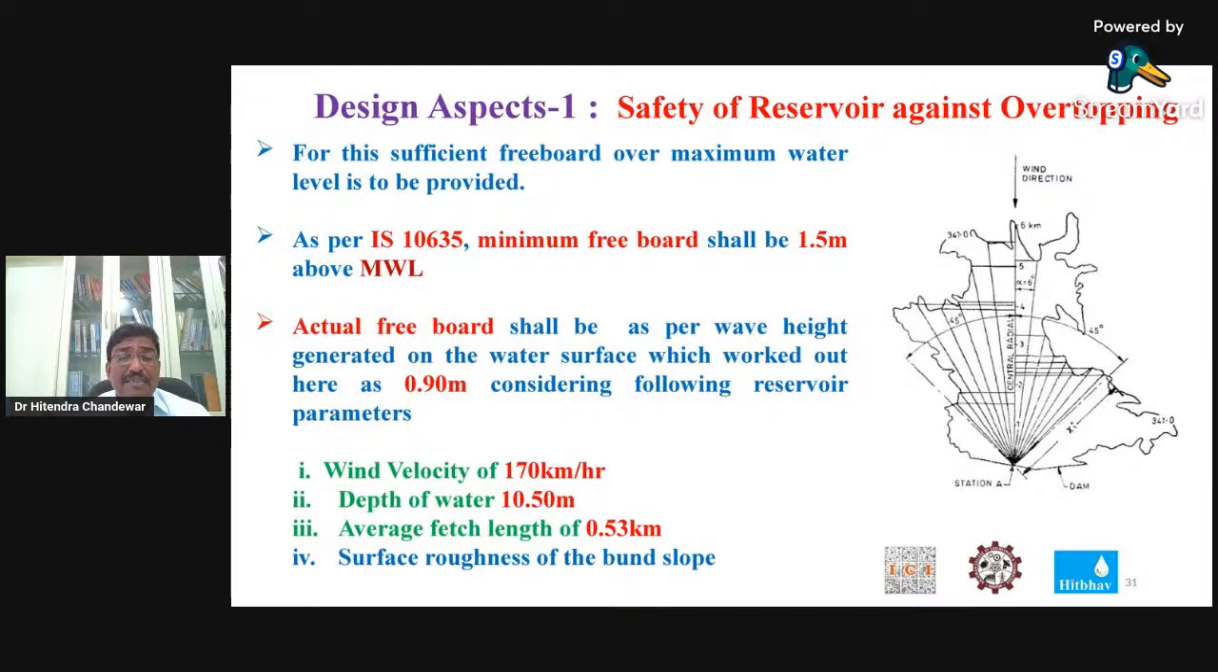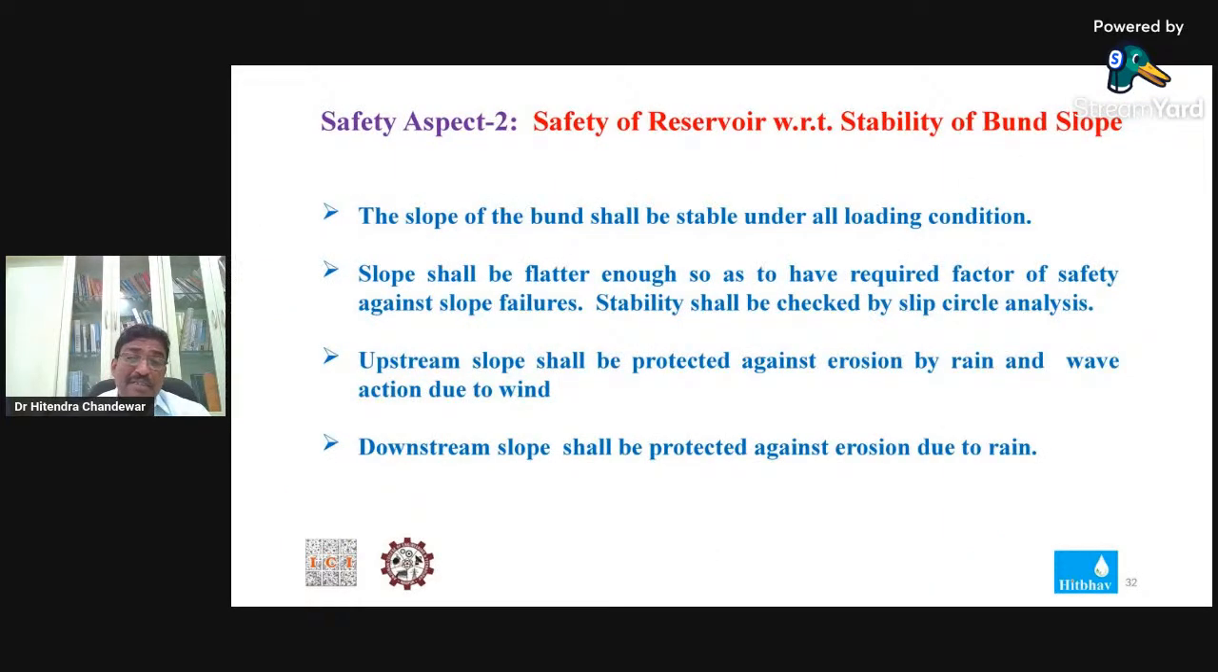So in that case, 0.9 times 1.5, our design requirement for the freeboard was 1.35 meter. But as the code says, you have to provide a minimum freeboard for such a dam of 1.5 meter. So we have gone with 1.5 meter. But we did all these things, we did the calculation, everything. The code is there. You might also have learned this in your irrigation engineering.